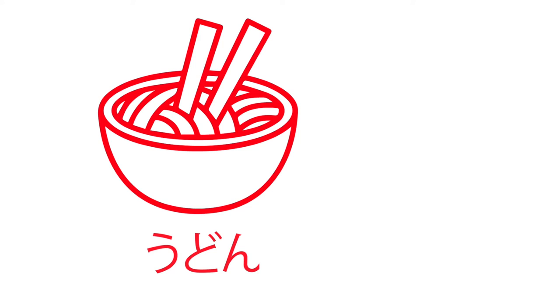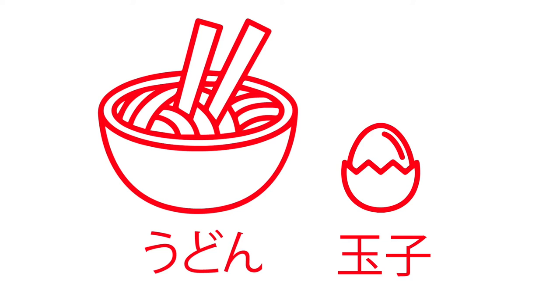Soba is a thin brown noodle which is made from buckwheat and is gluten-free. Udon noodles are made from wheat flour and are the thickest of the three. Noodles can be eaten as is or with a light soup called kake udon. Many restaurants offer a variety of toppings like eggs and tempura to go with the noodles.